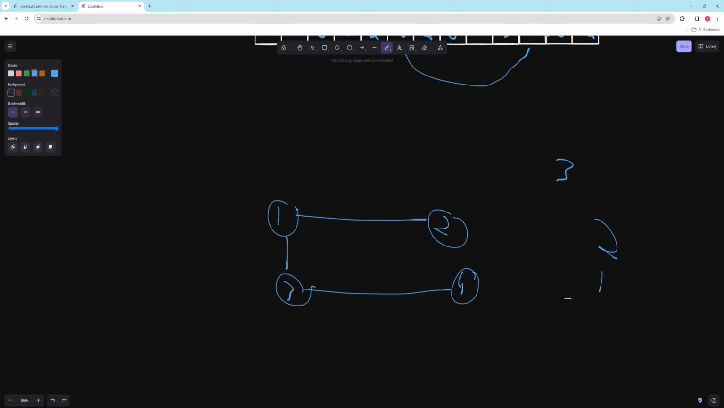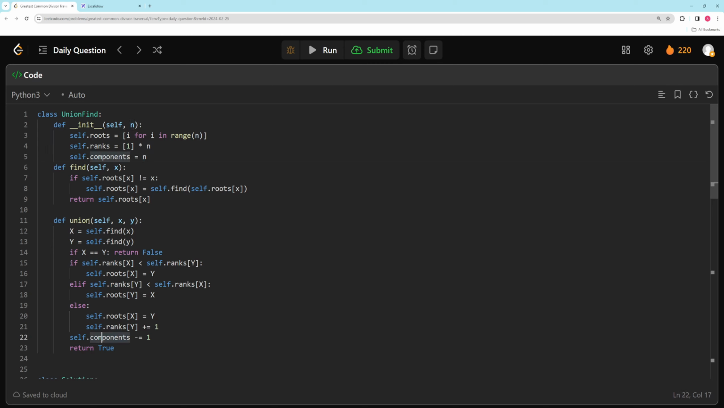So every time you have a successful union, and in union find, you can only have a successful union if your components were not connected already. So if everything is connected at the end, you'll just have 1 component. So that's what I did here, just a standard generic union find.